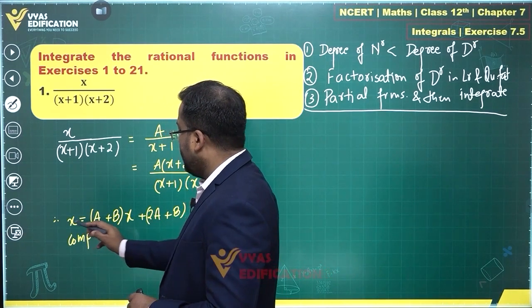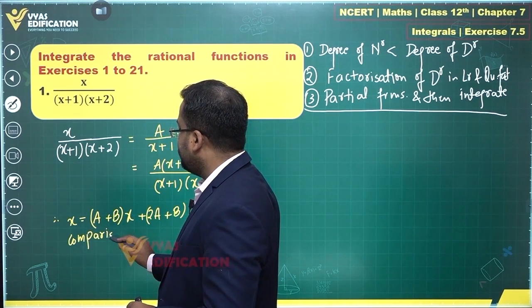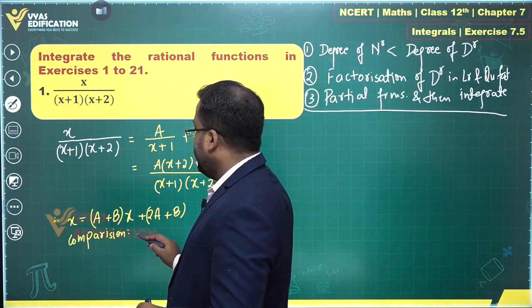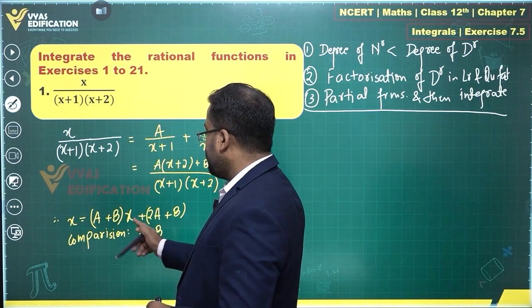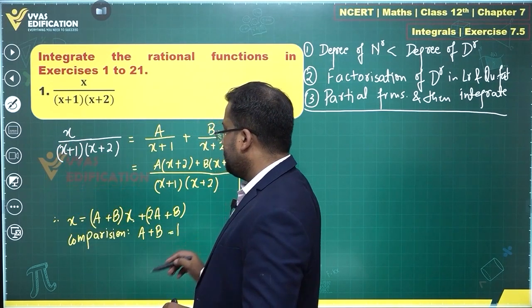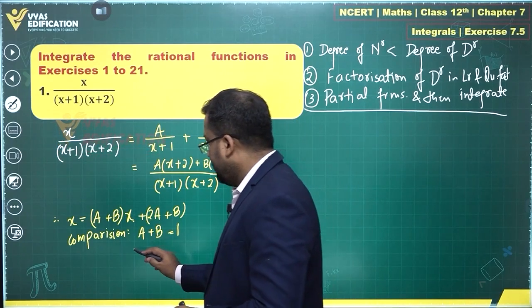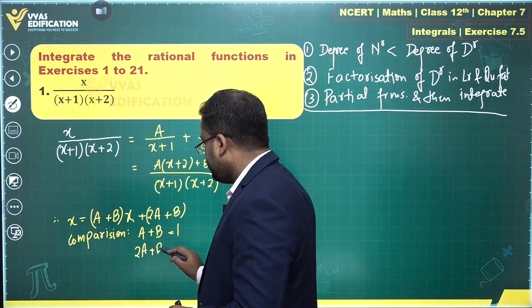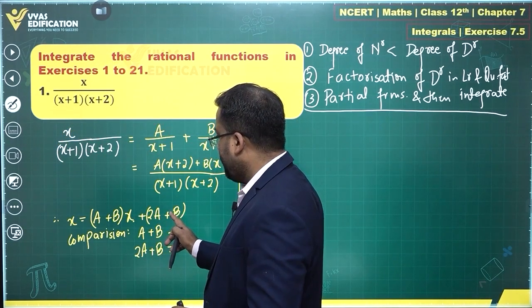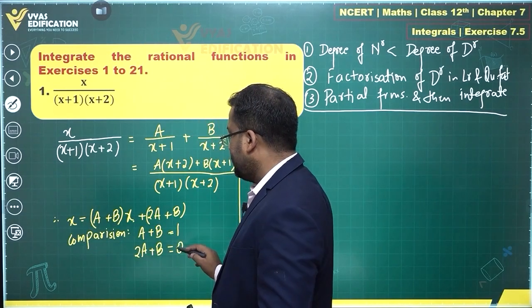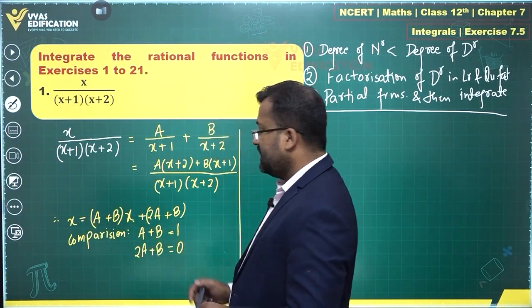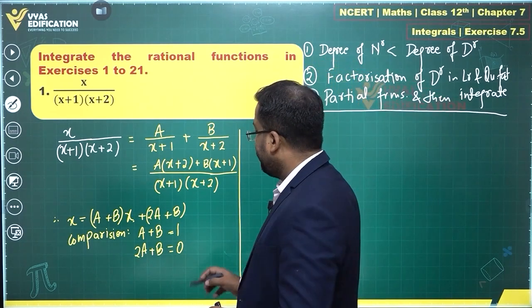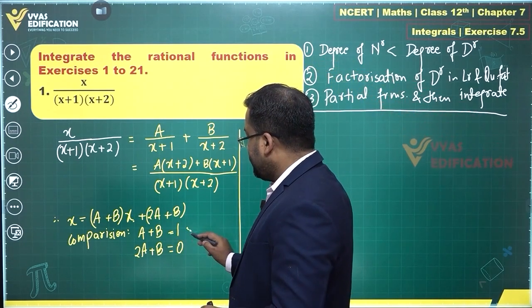since this is always equal to this, by simple comparison, what do you say? That a + b, this coefficient of x over here, should be equal to the coefficient of x over there. This is equal to 1. And moreover, this 2a + b over here has to be 0, as you see over there. There is no constant term. This constant term has to be 0, right or not? Yes. Okay, let's subtract these two, and what do we get?